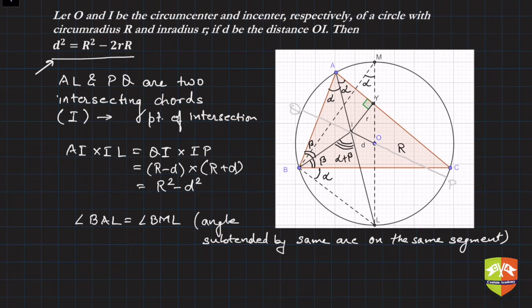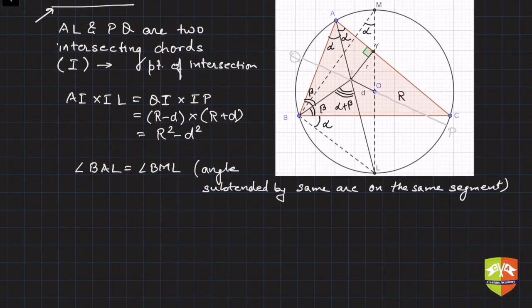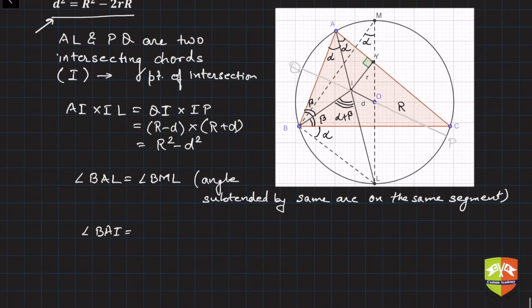Isn't it? If you see, why? Because this angle will be equal to the sum of the exterior, interior and opposite angles. So, hence alpha and beta. So, hence this angle is, you know, so let me write it as well so that it becomes a structured proof. So, hence I am writing angle BAI.